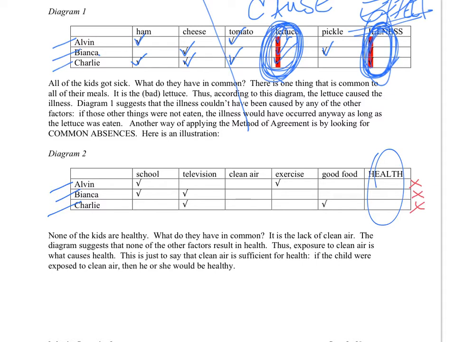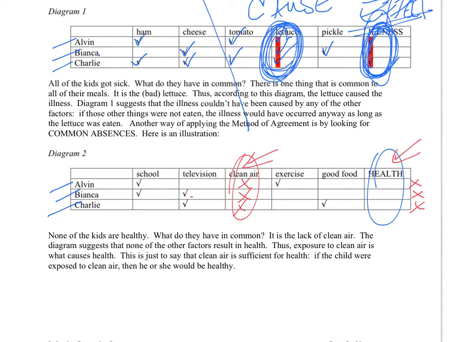Well, if you look at all the things that they're exposed to, it turns out they are all exposed to different kinds of things, and yet the one thing that they all have in common in terms of what they're exposed to or not exposed to for their lack of health is they're not exposed to clean air. So in this case, it's the absence of clean air that explains the absence of health. So it's the absence of clean air that causes this bad effect of relatively poor health.